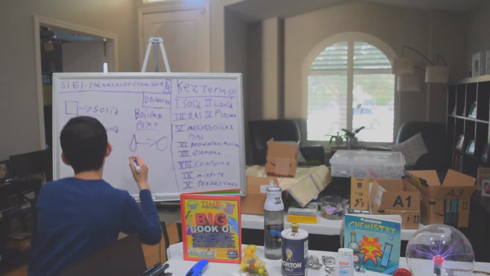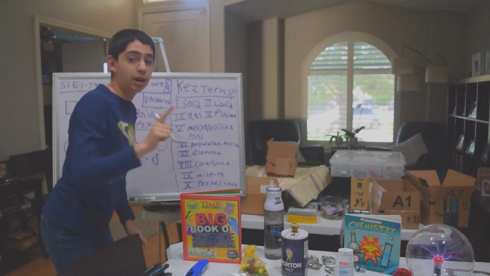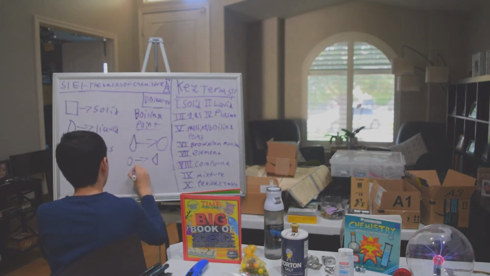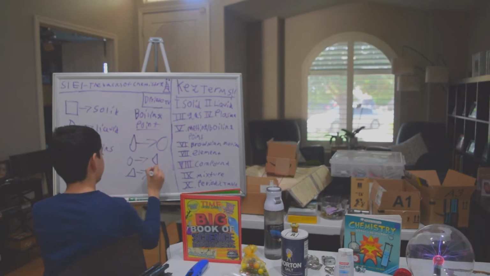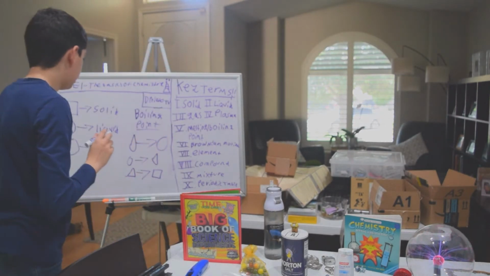So when a gas turns into a liquid, you might have heard this term, condensation. That is when a gas turns into a liquid. I'm just going to represent that by a triangle house. When a liquid turns into a solid, that is the freezing point.